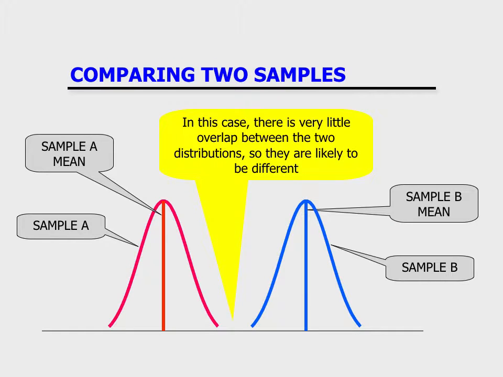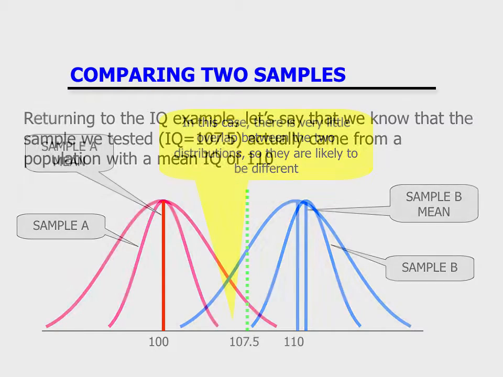And this can be anything from measuring height and weight in two groups, or it could be pulse rate, it could be blood pressure, it doesn't matter. You have a difference here in the two groups. Let's go back to the IQ example.